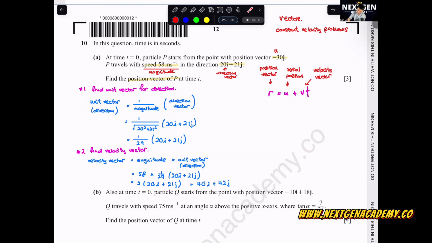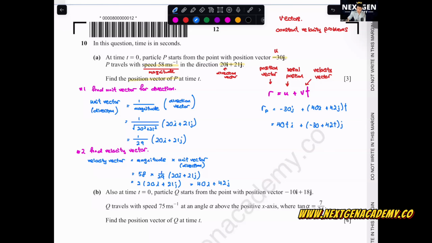Now we're going to put into this r equals u plus vt. The position vector of particle p, I'll write it as rp. The initial position is negative 30j, plus vt, which is 40i plus 42j, times t. You can rewrite it like this also: 40t i plus negative 30 plus 42t j.